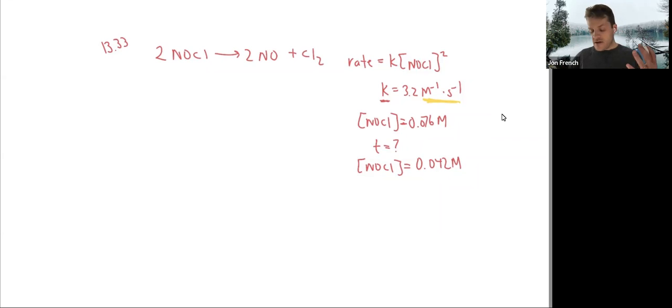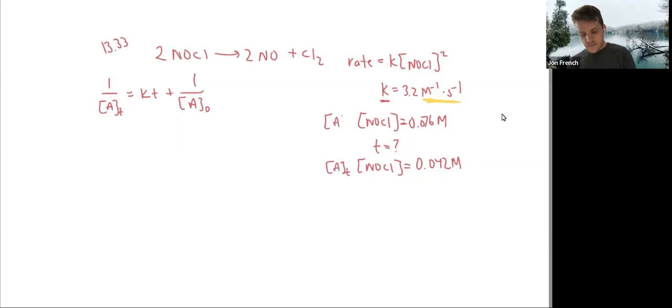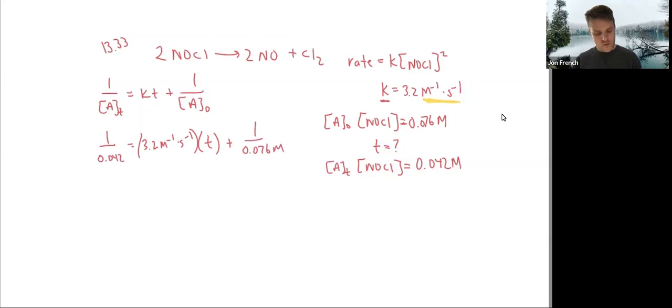So now that we know that, we know our initial concentration, our concentration at some point in the future, we can find our time. So for a second order reaction, 1 over the concentration at time t equals kt plus 1 over my initial concentration. So here is A_t, here is A_0. So 1 over A_t, 0.042, equals my rate constant, 3.2 inverse molar inverse seconds, times t, my unknown in this case, plus 1 over my initial concentration, 0.076 molar.